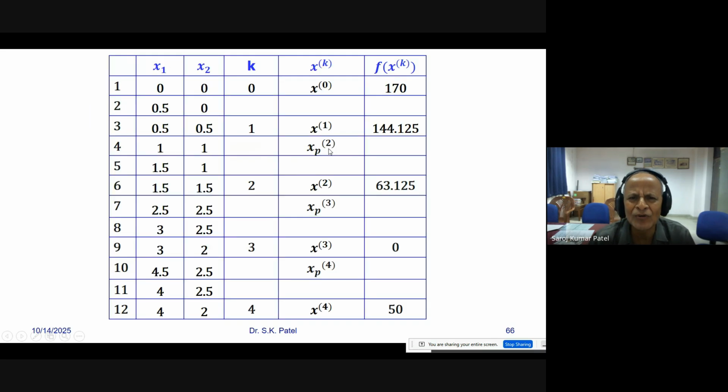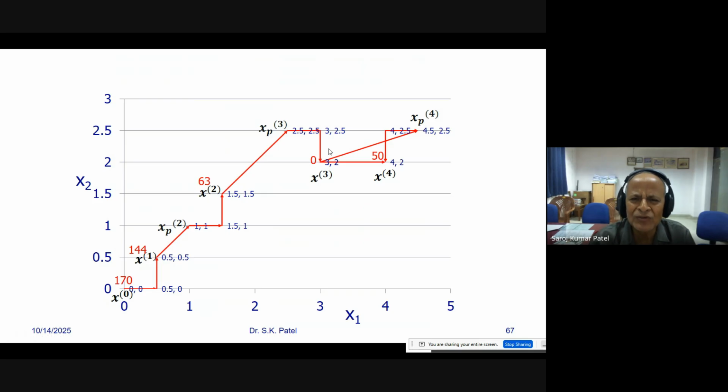So this is all about Hooke-Jeeves method. This is the way I moved. We started at 0, 0. Then two exploratory moves, in the x1 direction and x2, and we move here. This is x1. Then we take a jump from x0 to x1. This is the difference, x1 minus x0. In the same way, we move in the same direction by the same amount. This is the pattern move, xp2, 1, 1. Again x1, x2 is x2.